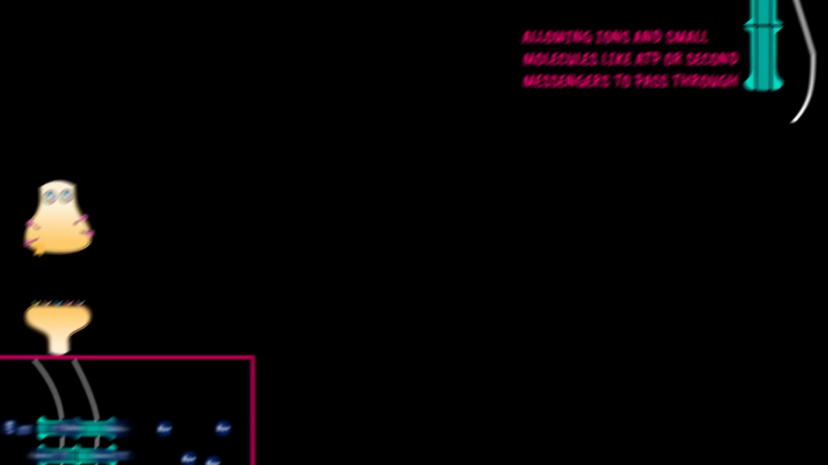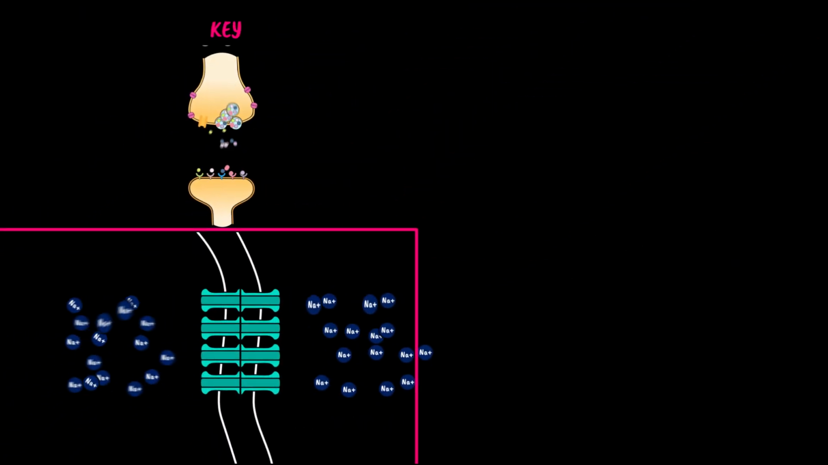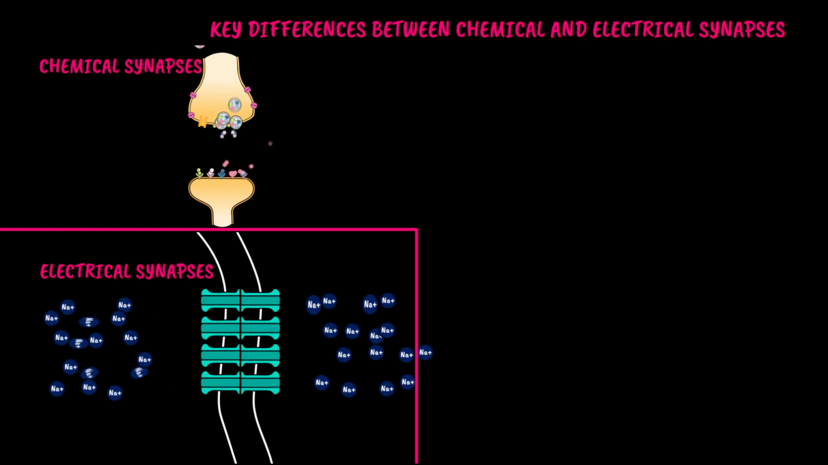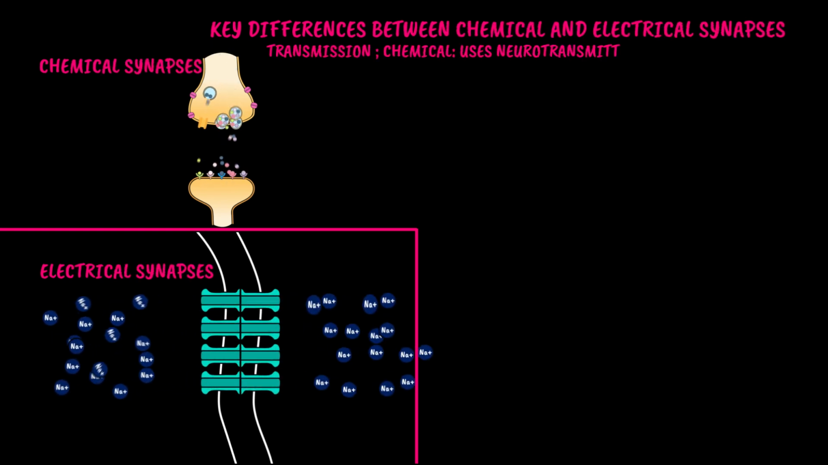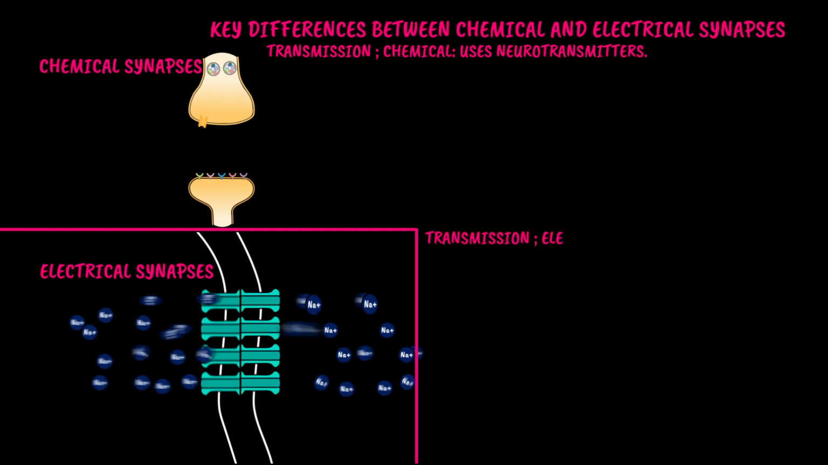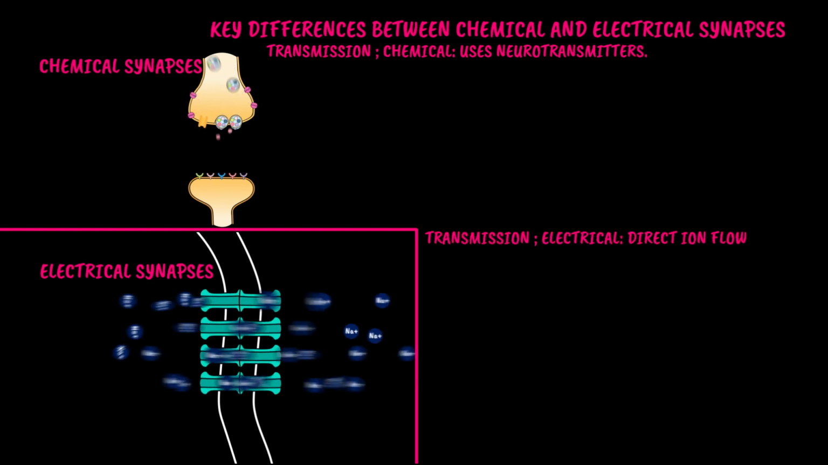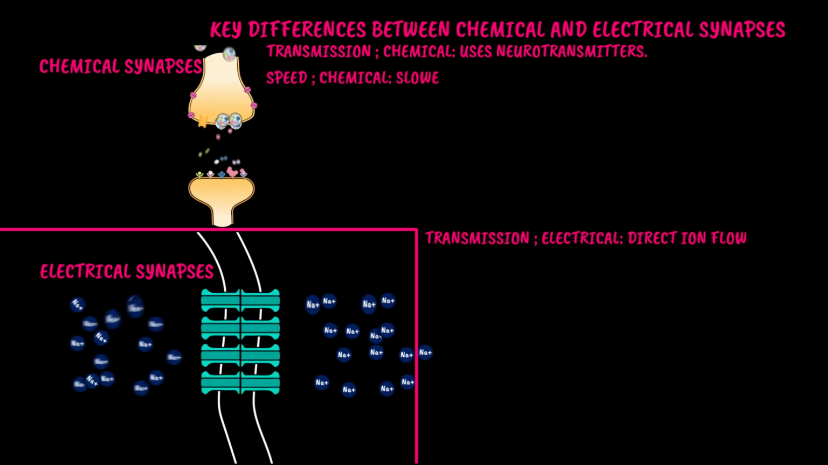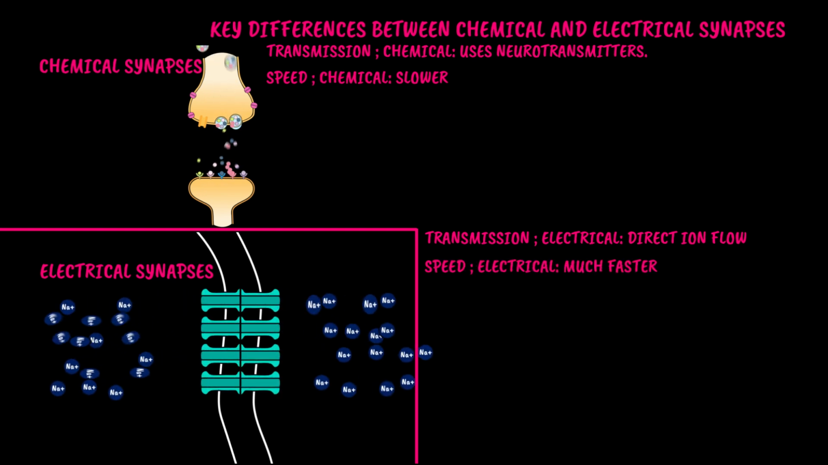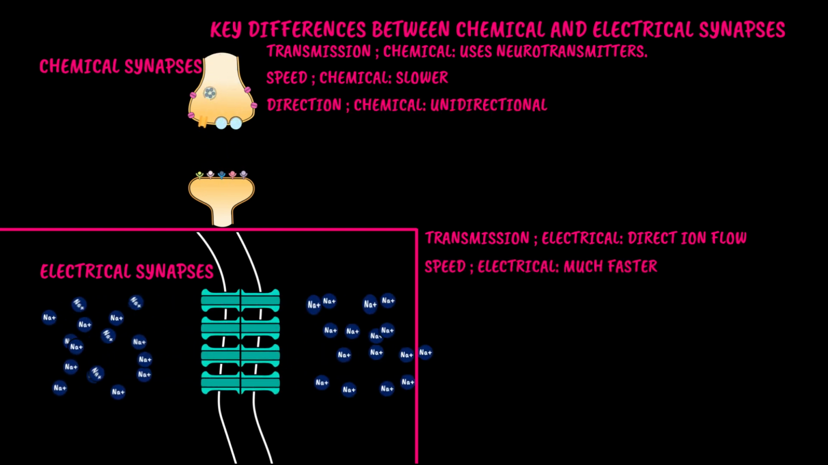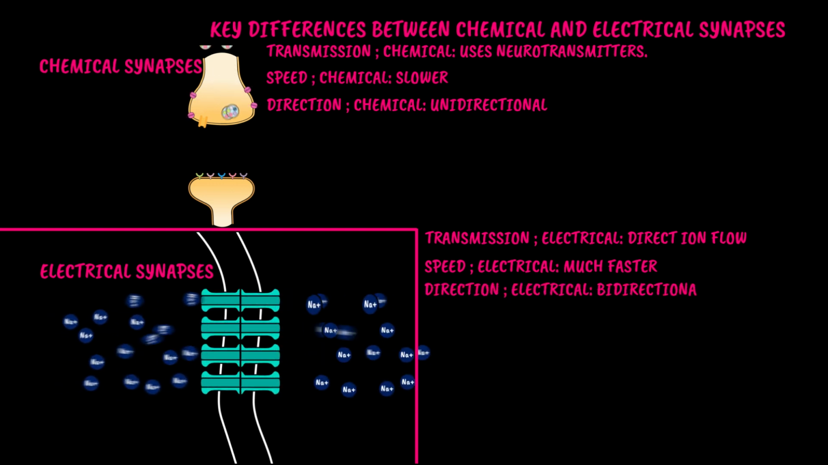All right, let's break down the key differences between chemical and electrical synapses, side by side so it's easy to follow. 1. Transmission. Chemical uses neurotransmitters. Electrical, direct ion flow. 2. Speed. Chemical, slower. Electrical, much faster. 3. Direction. Chemical, unidirectional. Electrical, bidirectional.